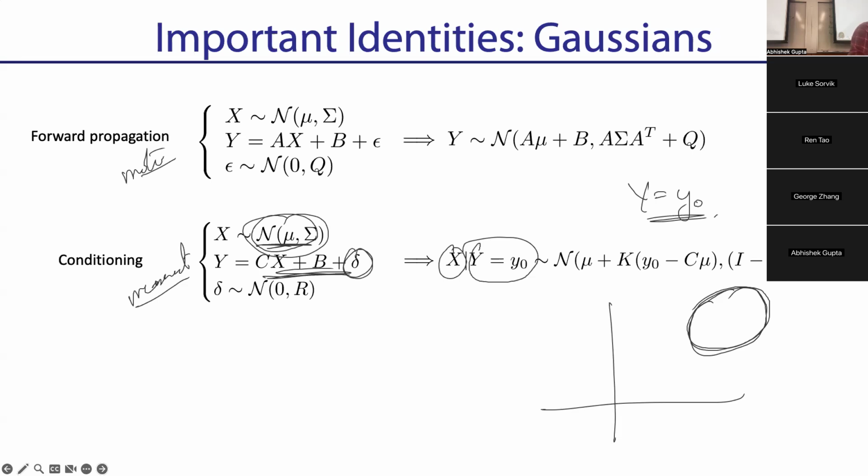Y is related to X through this linear relationship. And so extra information about what Y is will give me some information about what X is, right? And so I can narrow my distribution of X with this extra piece of evidence. Kind of makes sense?